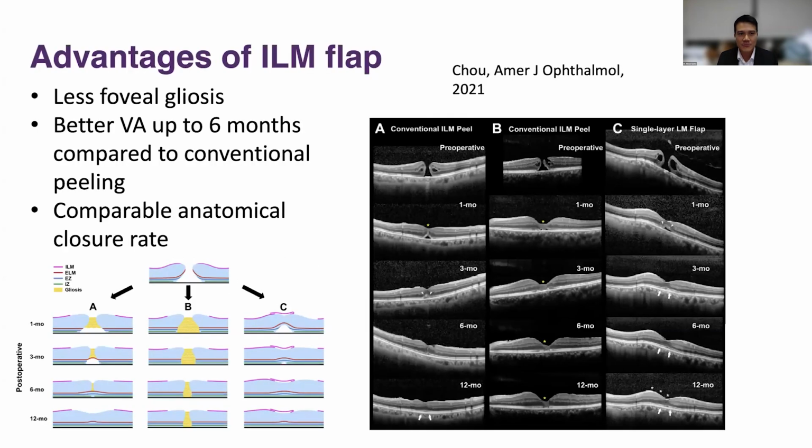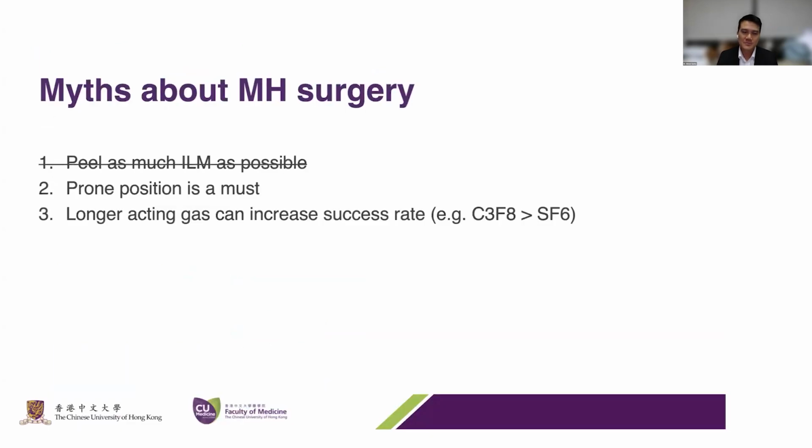In fact, in this study from Taiwan, they show that the ILM flap has less foveal gliosis and better visual acuity up to 6 months compared to conventional peeling, while maintaining a comparable anatomical closure rate. So we now know that peeling as much ILM as possible is not necessary in closing macular holes. In fact, when we see a challenging macular hole, we may want to do the inverted ILM technique or single layer ILM technique. What about prone position?